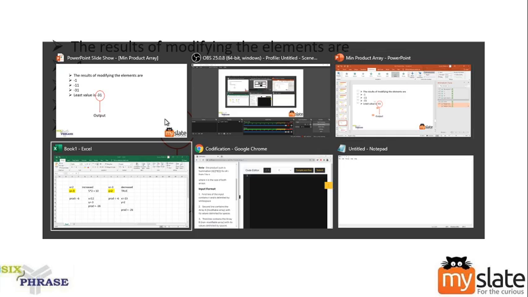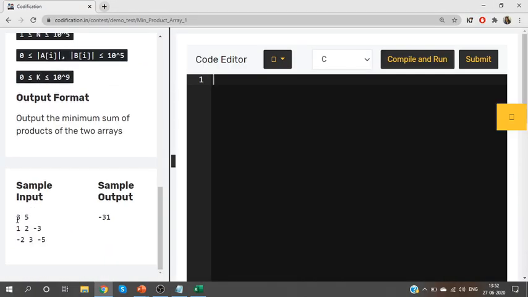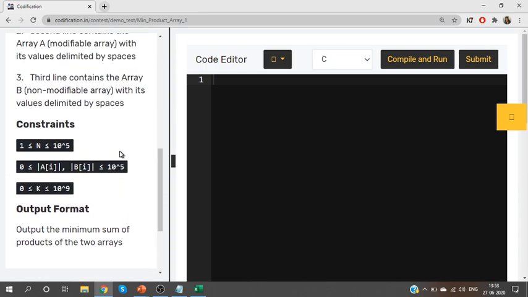So now take a look at the sample test case also. Same thing. Input is 3 and 5. Number of elements followed by k value. Array 1 elements are given. Array 2 elements are given. And when I try to minimize the sum, I'll get the answer as minus 31. This minus 31 has to be printed to the output. Okay. So we are going to develop a program for this problem statement. So I hope the problem statement is clear.